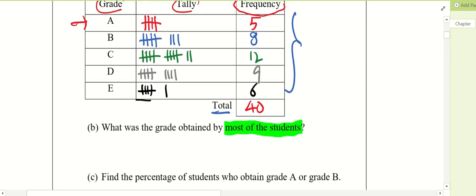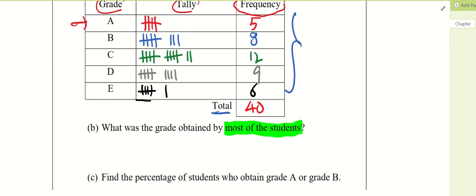Okay, by most of students, what does this mean? What is this question asking? Well, it's asking which grade most students get, right? In this case, you can either look at the tally or look at the frequency.